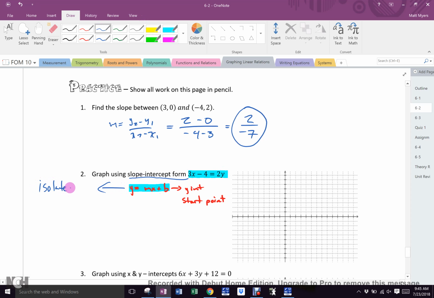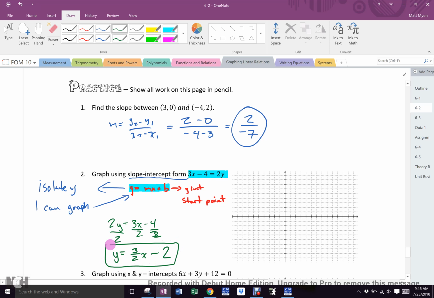if I isolate y, I can graph that. So, I had 2y equals 3x minus 4. How do I isolate y? Divide by 2. If I do something to the left side, what do I do to the right side? The same thing. So I get 3 over 2x minus 4 divided by 2 is 2.